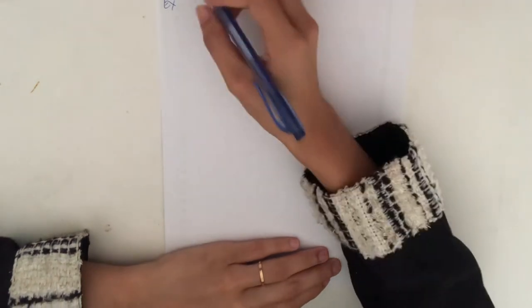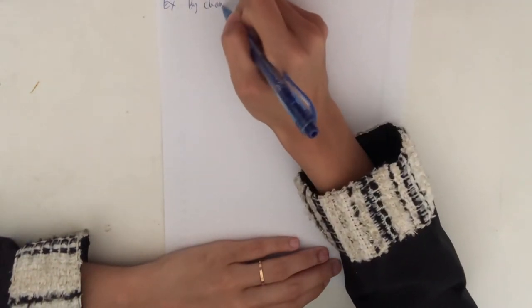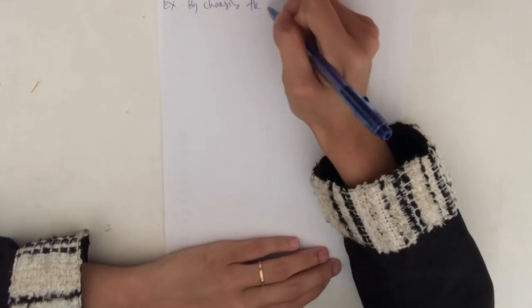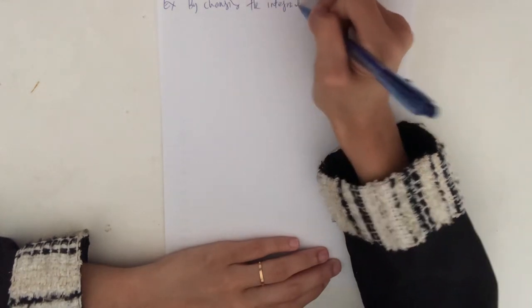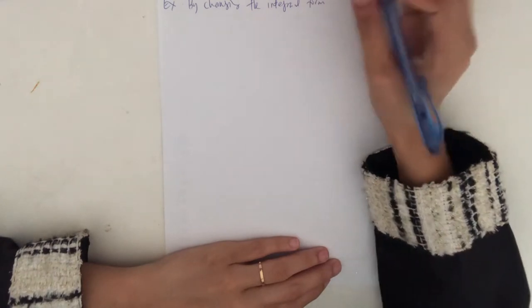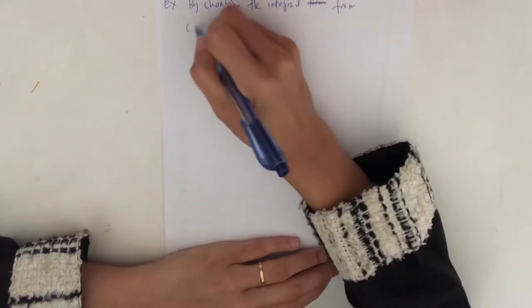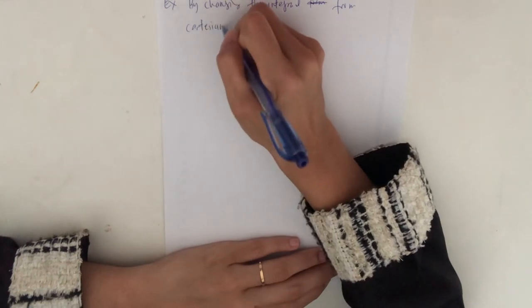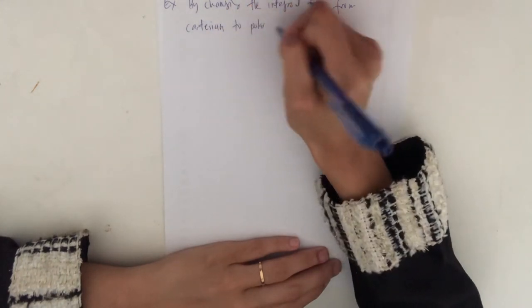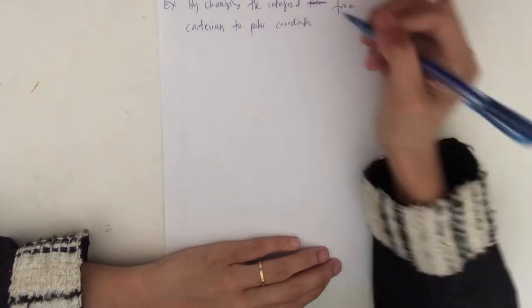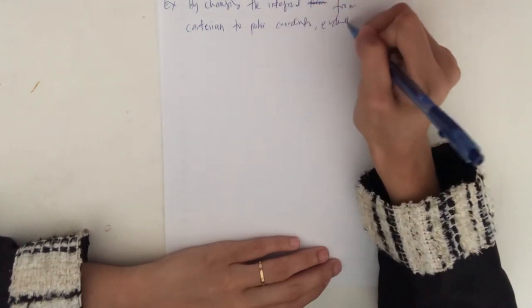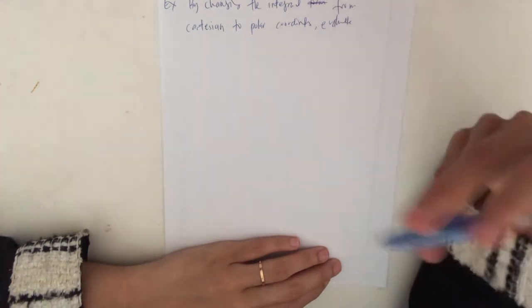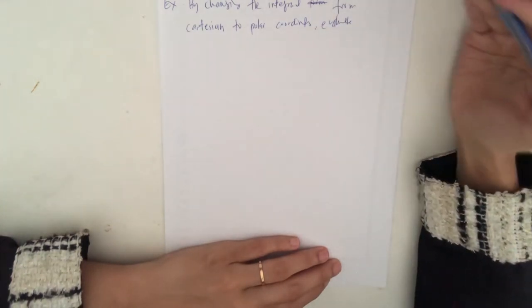Now we go to the example. I give you an example here. The question is: by changing the integrand from Cartesian, which means x, y, to polar coordinates, then evaluate. They ask you to change first, then evaluate, which means you need to evaluate in the form of polar.